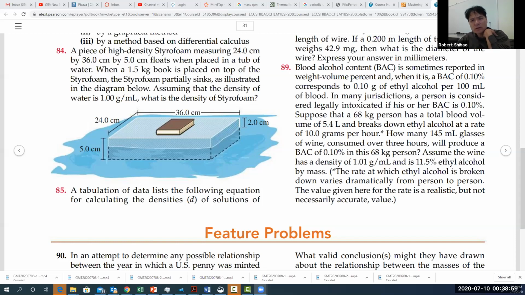So let's do another quiz here. Let me make sure I'm sharing that. Let's look at number 89 here. This is another challenging problem, so we'll do this one as a group quiz. The exam, though, is not going to be a group quiz.